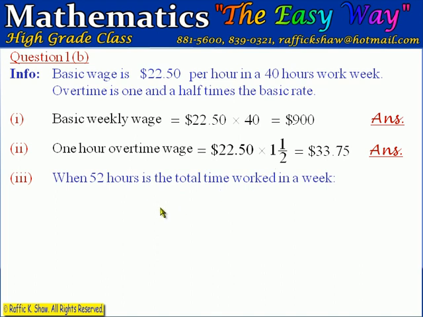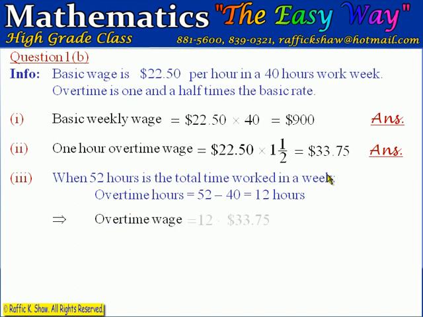For part 3, we are told that the typist worked 52 hours in a week. That was the total time worked in a week. And we are being asked to calculate what the overtime pay was when she worked 52 hours. If she worked 52 hours, the overtime hours will be 52 minus 40, because 40 hours is the normal or basic work week time. So the overtime hours is 12 hours. Because the overtime rate is $33.75, we multiply the 12 hours by the $33.75, and that will be the overtime wage when she works 52 hours.